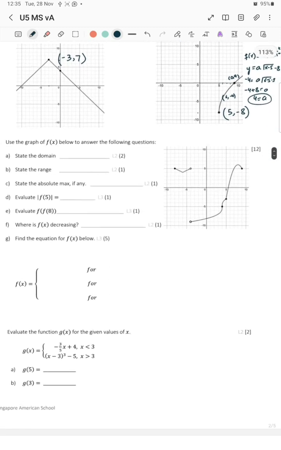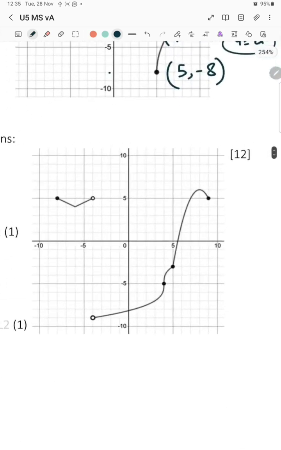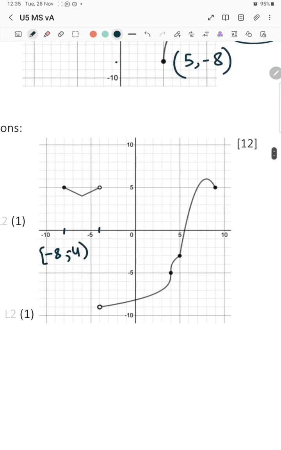State the domain. So the domain is the x values. So let's say what is the domain. This is minus 8 to minus 4. And you can see this is colored, so this is included. This is hollow, so this is not included. Then it is starting from here, minus 4.